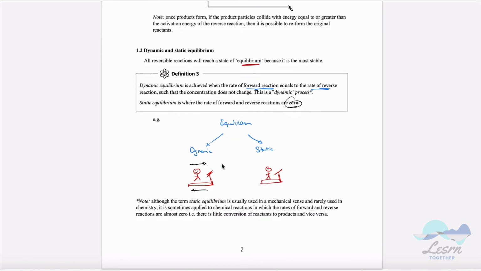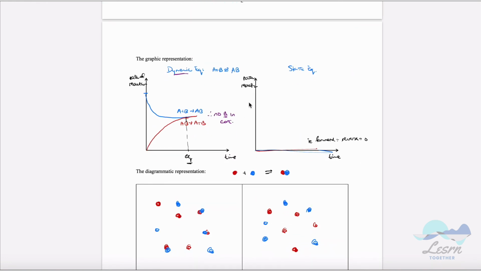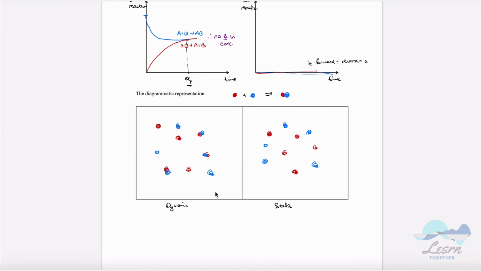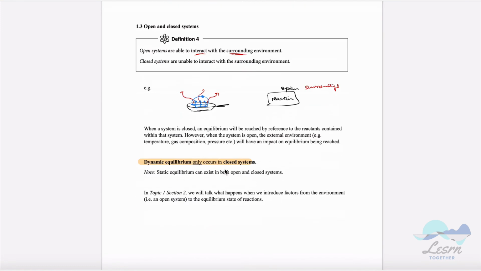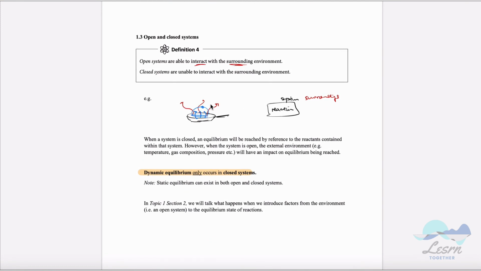Then we talked about the difference between a dynamic and a static equilibrium, which is a very common exam question. Equilibrium is anytime your forward and reverse rates of reaction are equal. Dynamic just means that the rate is greater than zero, so there's always something going on, whereas with static, nothing's going on, so the forward and reverse rates are equal to zero. Be able to draw it on a graph and represent it in a diagram. And the final thing we talked about is the difference between an open and closed system. For a dynamic equilibrium to actually reach equilibrium, it has to be in a closed system.